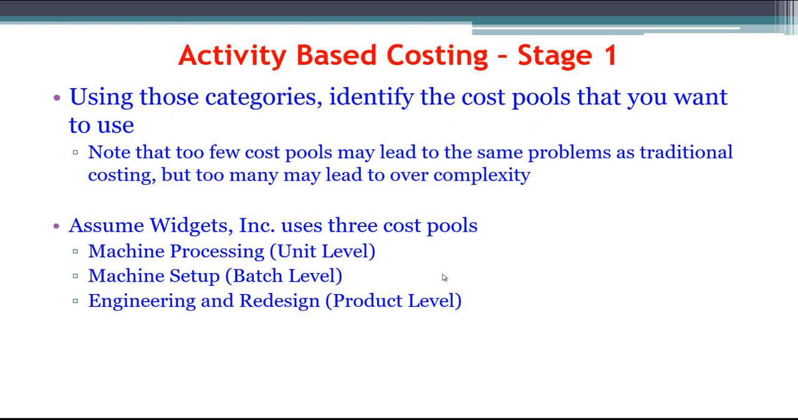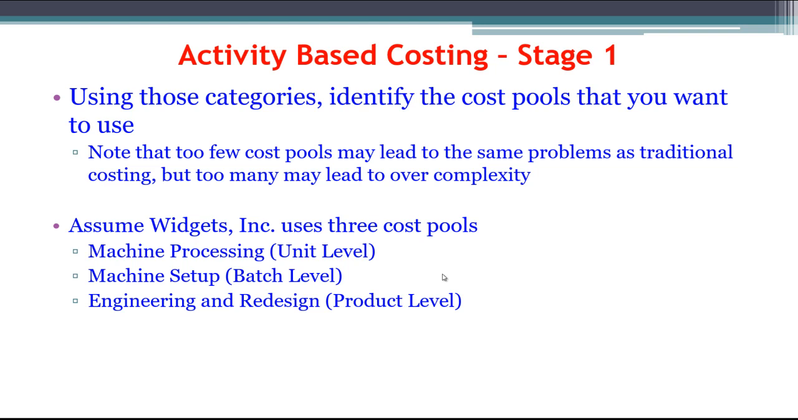So now that we have the categories in place, we have to take a look at all of our overhead, look through our lists of types of costs, and identify what cost pools we think is feasible to use and measure. If you have too few cost pools, you're not getting far enough away from traditional costing, so you may end up with the same problems. Something that truly doesn't address how that overhead is used. But if you have too many cost pools, you may lead to overly complex situations, taking a lot of additional time and effort to track certain metrics.